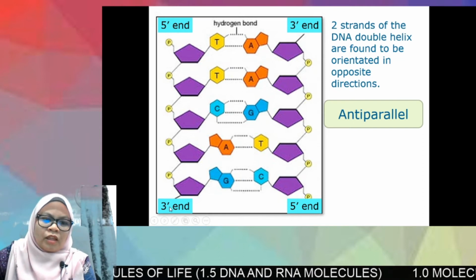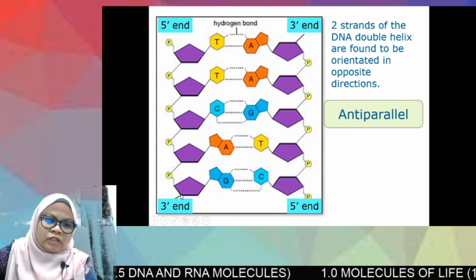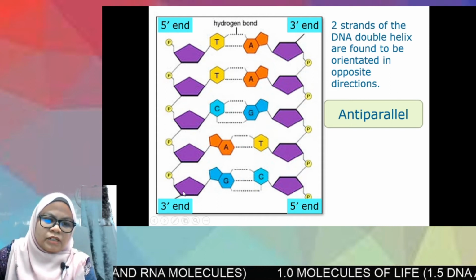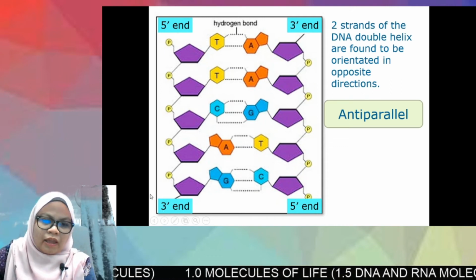And then at the bottom, this is carbon number 1, carbon number 2, carbon number 3. So here is the end with carbon number 3 facing downside. So this we call the 3' end.